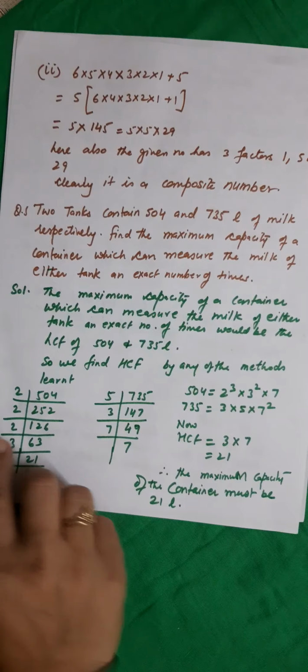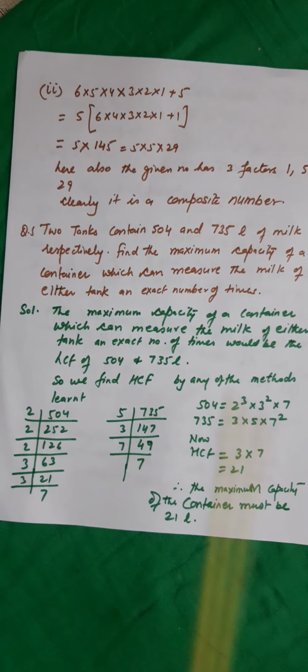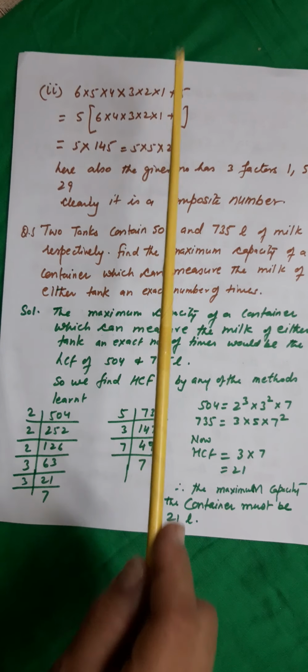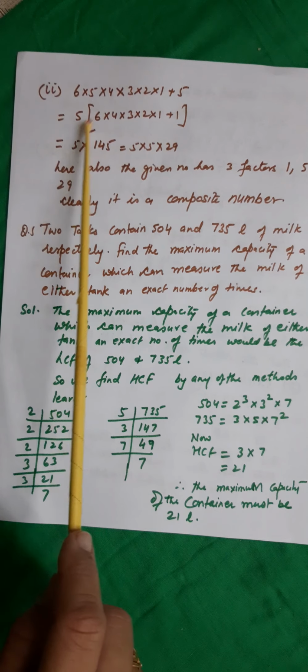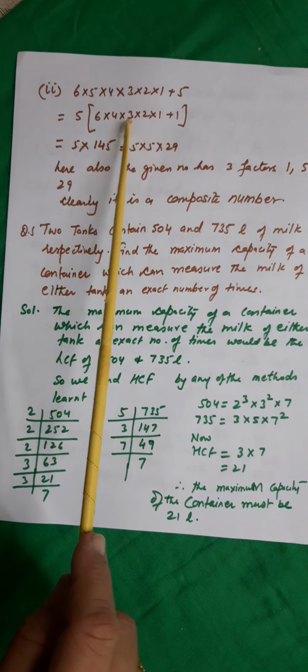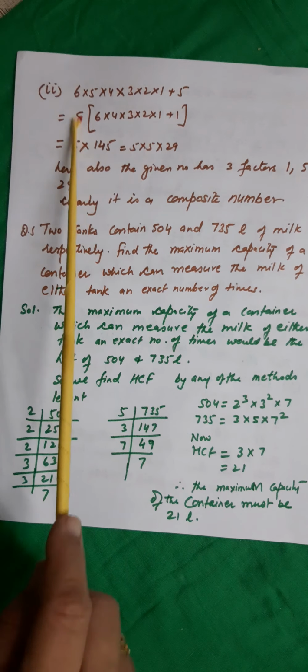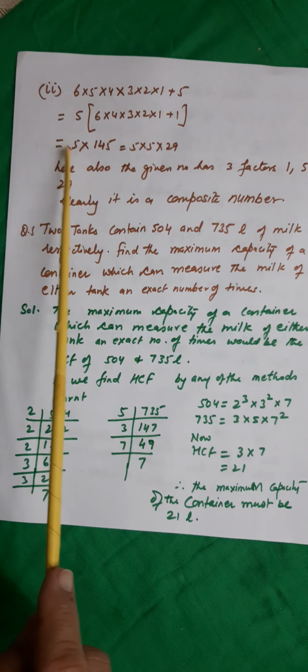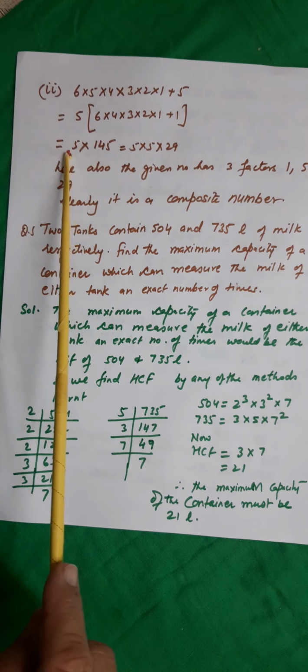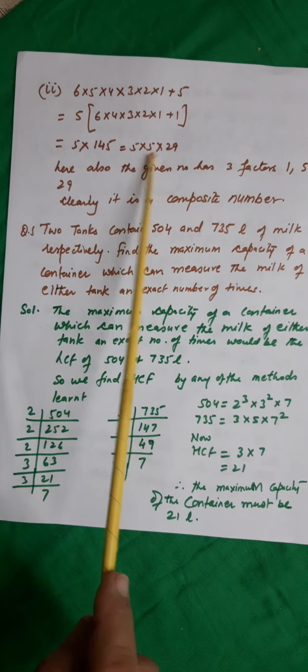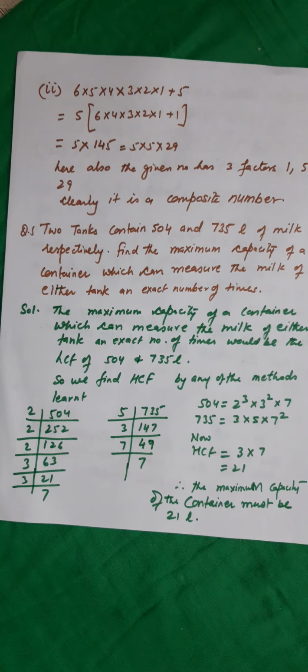4, second part. 6 into 5 into 4 into 3 into 2 into 1 plus 5. This is equal to 5 times (6 into 4 into 3 into 2 into 1 plus 1). That is, I solve this bracket now, and this gives me 5 into 145, which can further be written as 5 into 5 into 29. Again, I notice here that this has more than two factors, that is 1, 5 as well as 29. So clearly it is also a composite number.